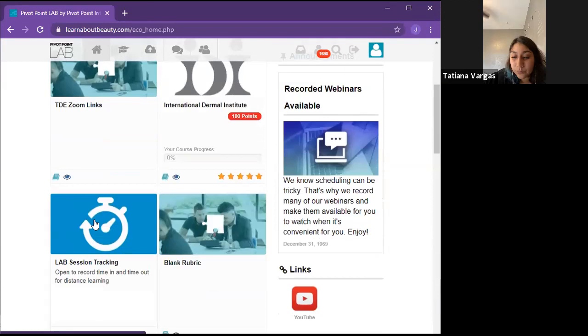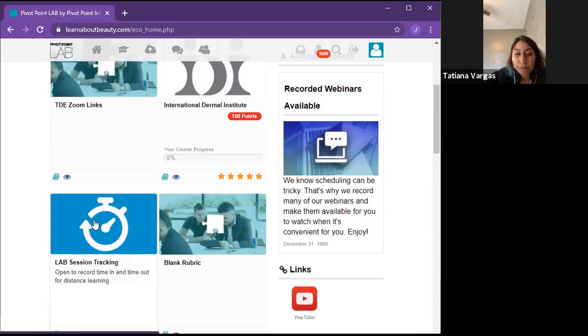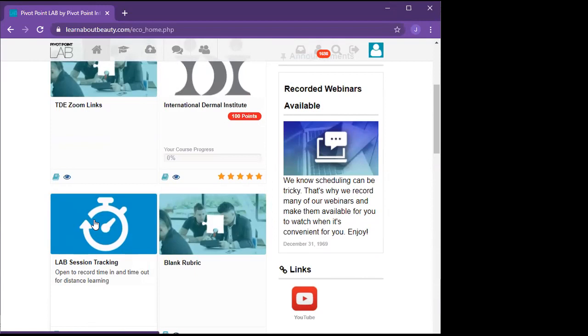When you start to do your homework, you're going to click on that clock and track your time. When you're finished with your homework, you're going to come back to that clock and shut it off. Just so that you know, it's always on the home page. So I'm going to go to my lab. That's where all your work's going to be, under your learn.